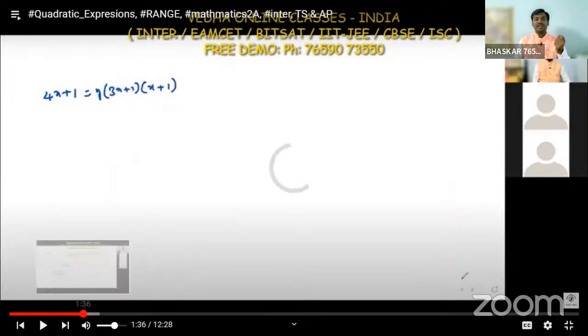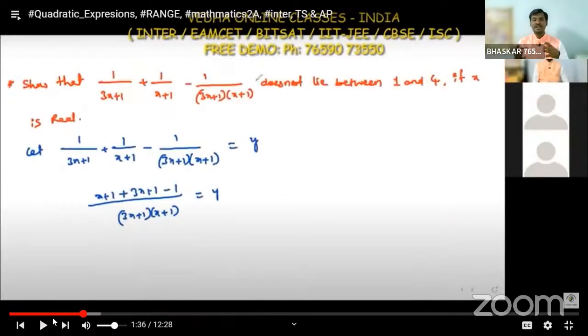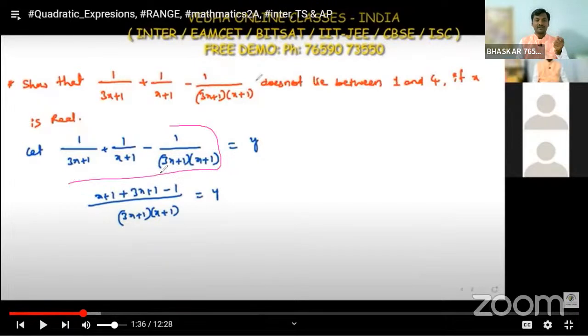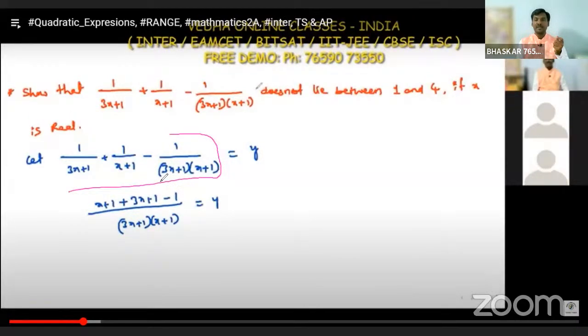Okay, so if you take the other questions, directly we consider it as y and we simplify. But in this question, we have to simplify the given function also. So this is the given function here: 1 divided by (1 divided by 3x plus 1 plus 1 divided by x plus 1 minus 1 divided by (3x plus 1)(x plus 1)) is equal to y.